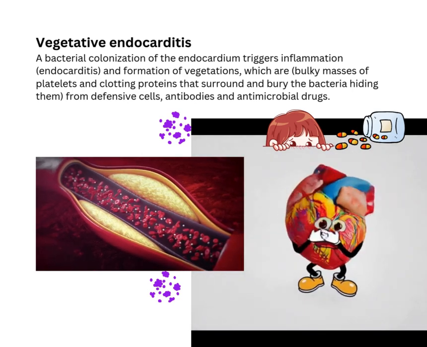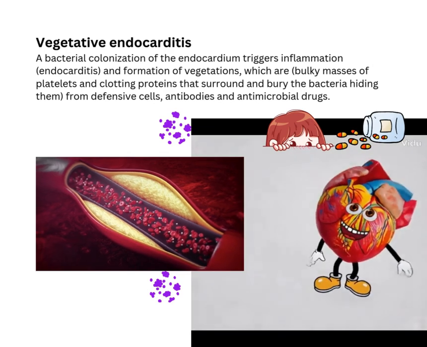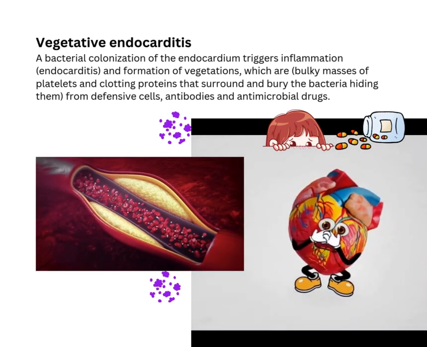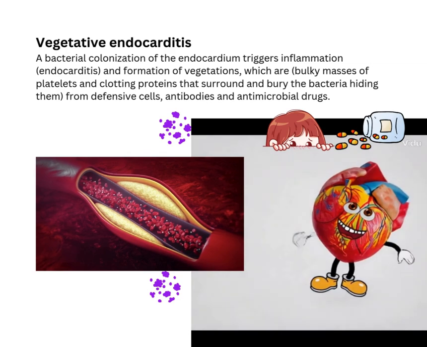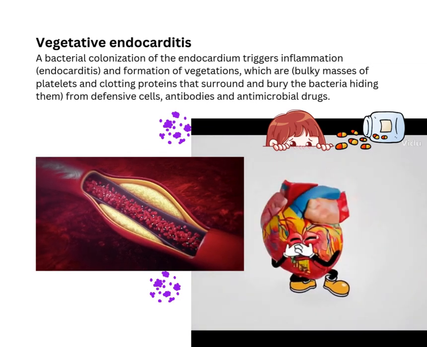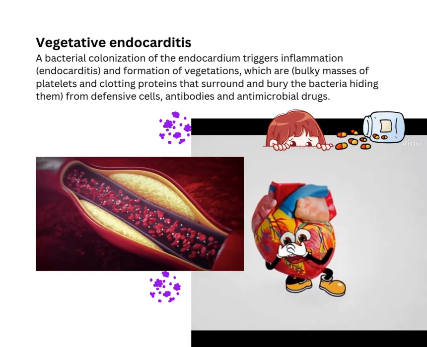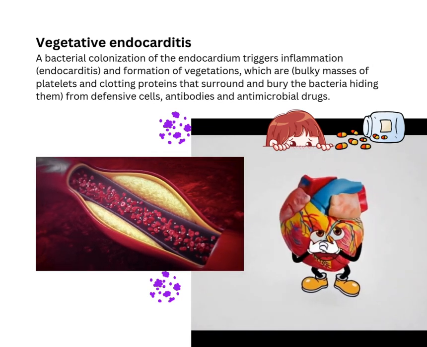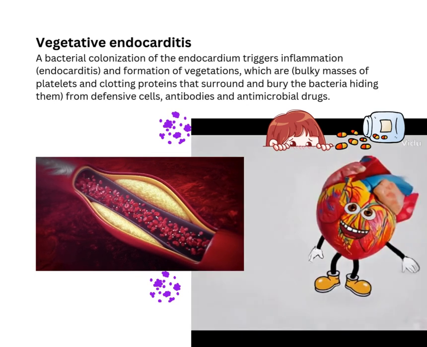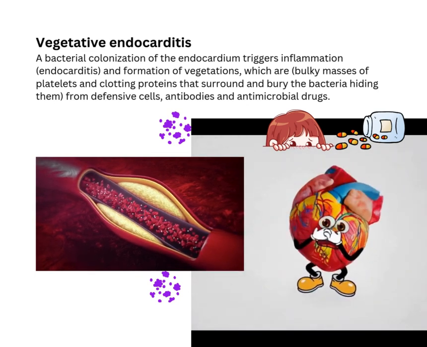Vegetations also form roughened spots on the endocardium that provide places for bacteria to lodge and grow, producing additional layers of vegetations. Fragments of vegetations and blood clots, each called an embolus, can break off and travel via the blood to lodge in small blood vessels of many organs.